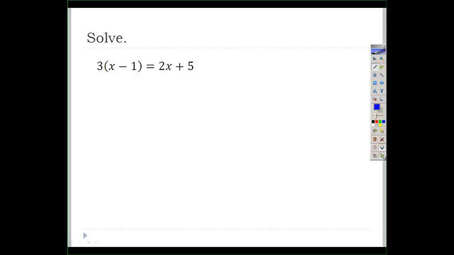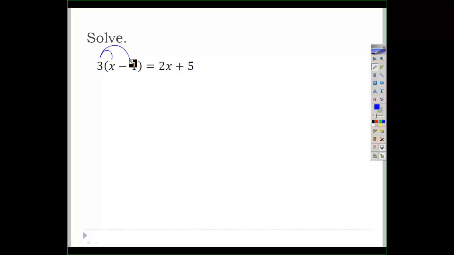It says solve 3 times the quantity x minus 1 equals 2x plus 5. Now, step 1 right away: as soon as you see parentheses in the problem, you know you need to distribute. Since we've been practicing the distributive property in our combining like terms, everyone should be pretty familiar with it. The number in front of the parentheses, because there's no sign in between, we know it's multiply. So I'm going to take this 3 times both x and times negative 1.